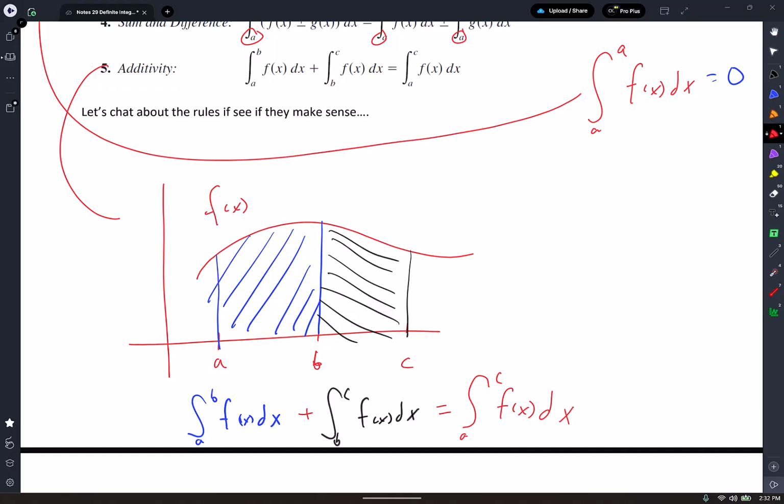Start at A, stop at blue, at B. Start at B, wherever this one stops, we're going to start at B, stop at C.